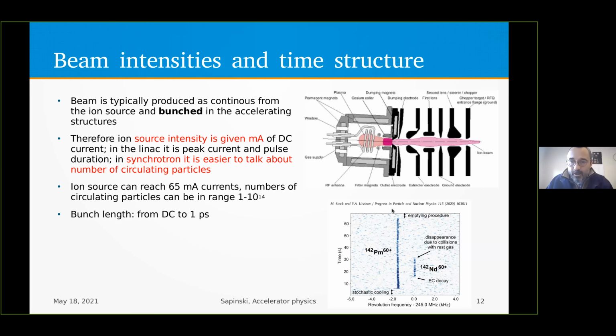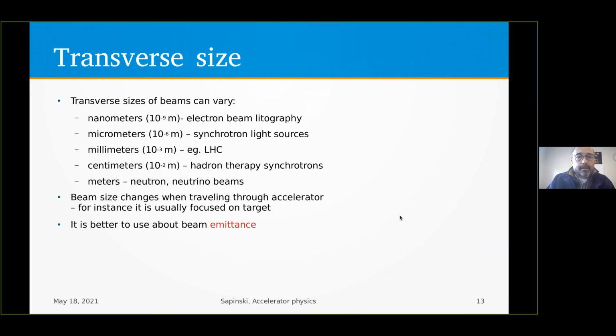And the other one is circulating for 60 seconds, and actually it disappears because the scientists decide to kick it out. All right, the bunch length is a different story. Let's go to the beam size.